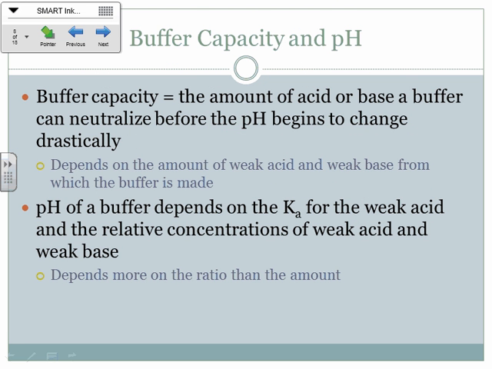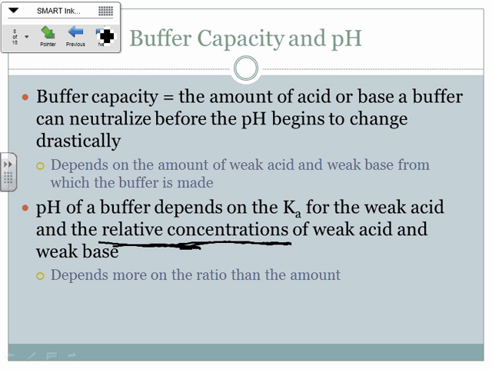And then buffer capacity, okay? That's how much of an acid or a base can you add before the pH does start to change drastically. So there's two things you have to know here. The pH of a buffer depends on the Ka, and it depends on the concentrations of acid and base. Relative concentration, I should say, that's really important when you're thinking about the pH, okay?